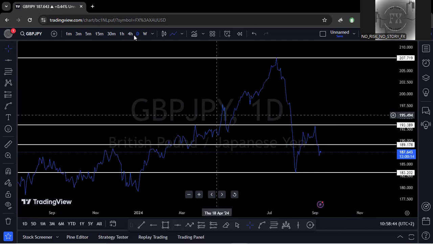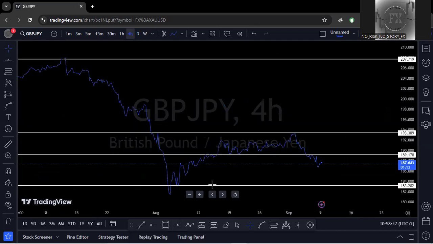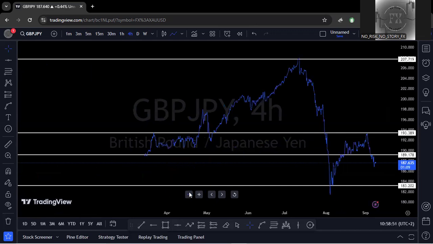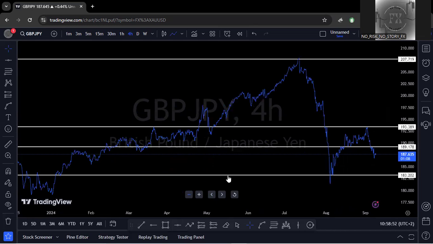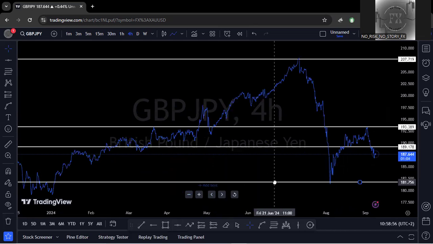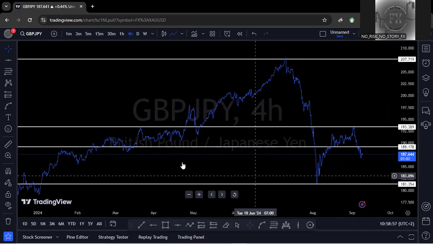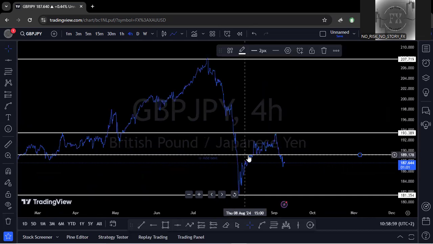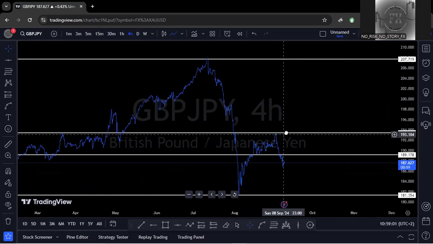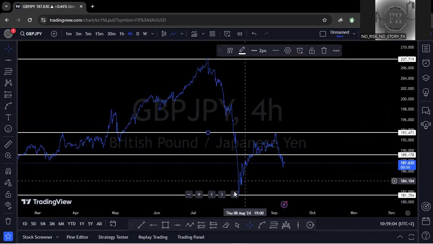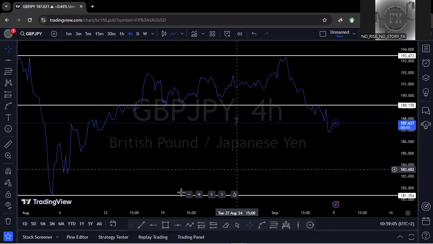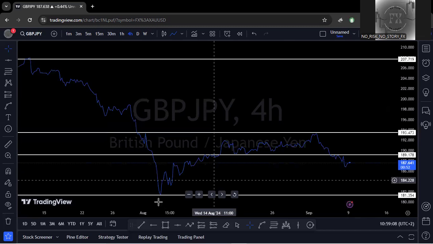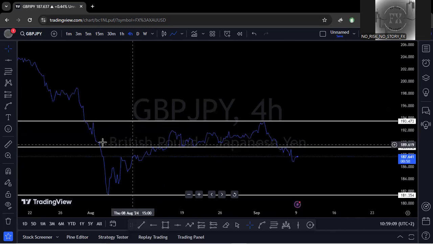Then I would like to go to my 4-hour time frame just to adjust my zones. So I like to adjust this one to somewhere around here, right? And then I think this one is perfectly fine there, and this one is also perfectly fine there. And I would like to highlight this area here.